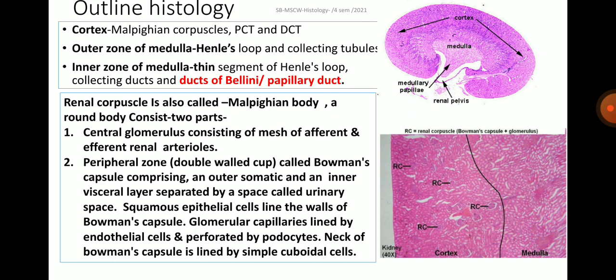The second diagram will give you the structures, maybe at 40x, of the renal corpuscle in the cortex region. Also there are sections of proximal convoluted tubule and distal convoluted tubule, while in the medulla region one can find the sections of the loop of Henle and a part of the collecting tubule or ducts.